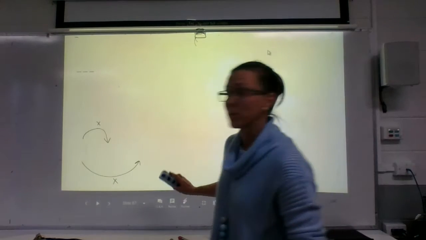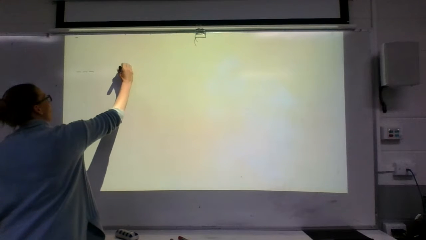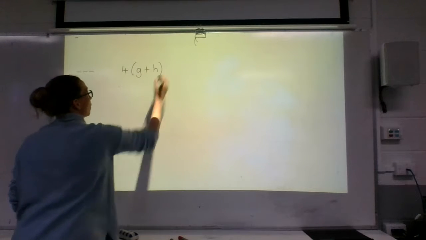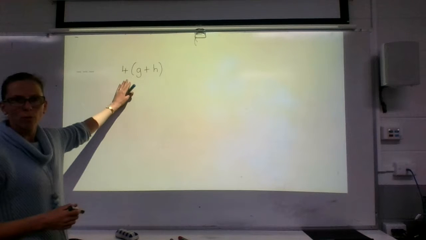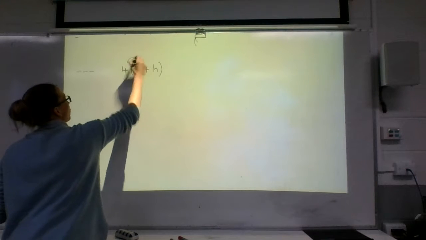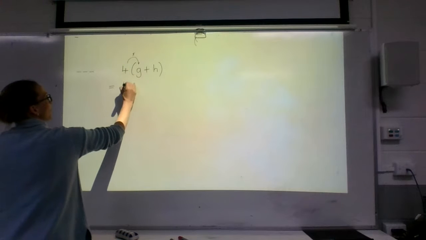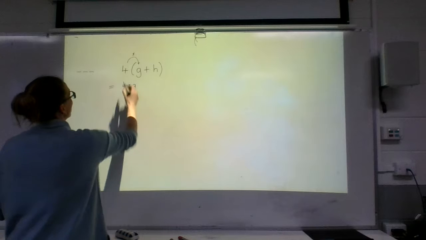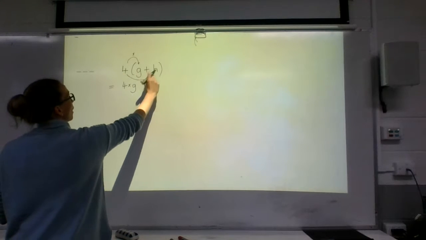I'm going to show you that with another example. I'm going to work with 4 bracket G plus H. So that 4 on the outside is multiplying. So I'm going to start by multiplying it with the first thing I see. So 4 times G. Then I need to look at the next bit. Is 4 times by H. So 4 times H.